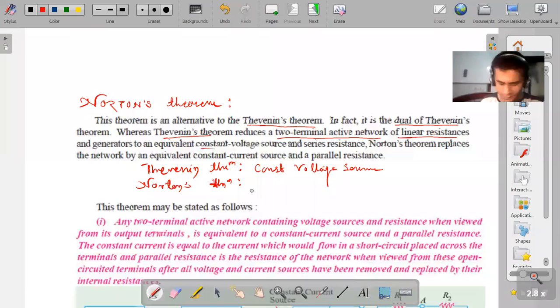and Norton theorem is related to constant current source and parallel resistance. This is series.